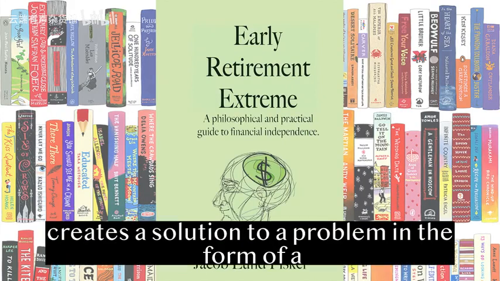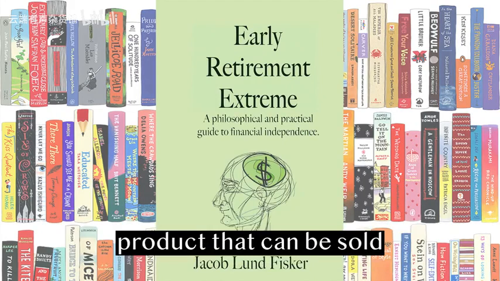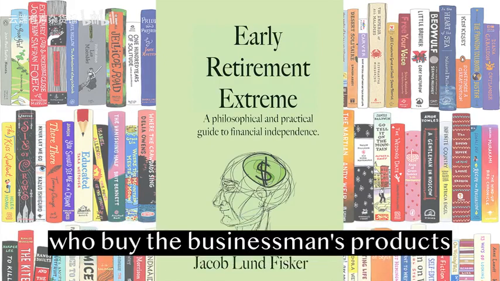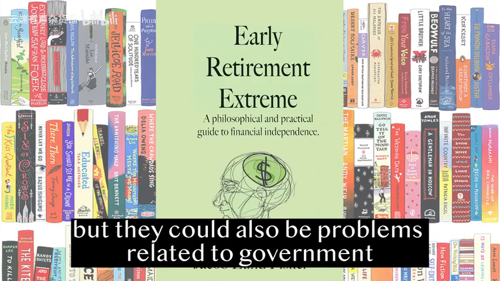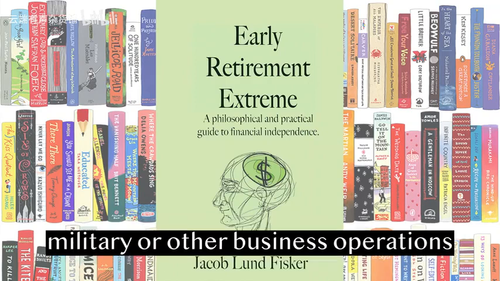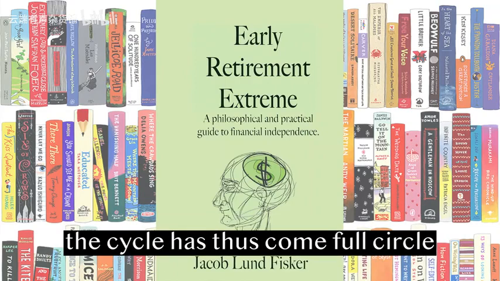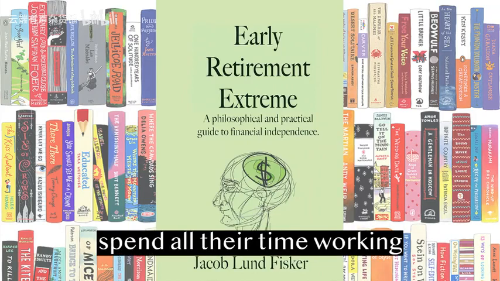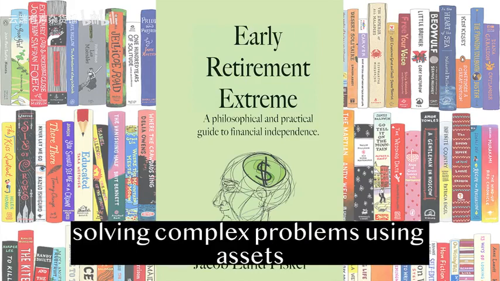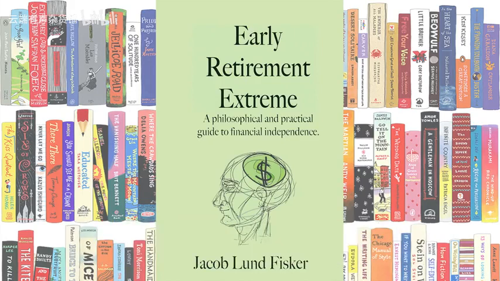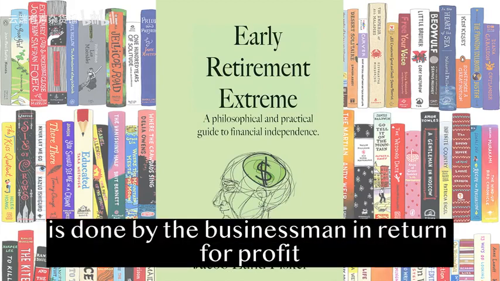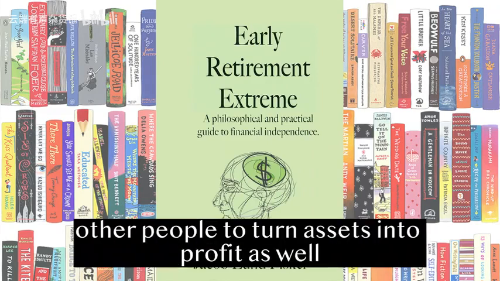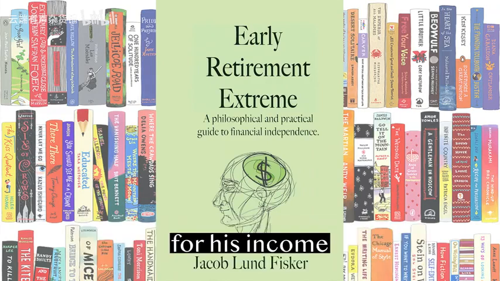This combination creates a solution to a problem in the form of a product that can be sold. The problems are typically those of consumers who buy the businessman's products, but they could also be problems related to government, military, or other business operations. The cycle has thus come full circle. The salaryman and the working man spend all their time working and little of their time solving complex problems using assets. This kind of problem solving is done by the businessman in return for profit. However, the businessman still relies on other people to turn assets into profit as well for his income.